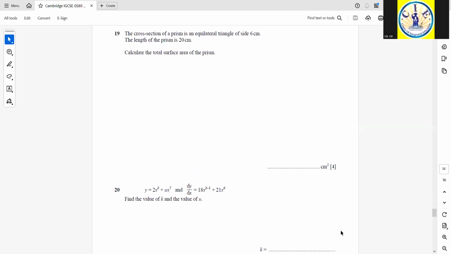Okay. Question number 19. The cross section of a prism is an equilateral triangle of side 6 centimeter. The length of the prism is 20 centimeter. Calculate the total surface area of the prism. Okay. This is something like this.